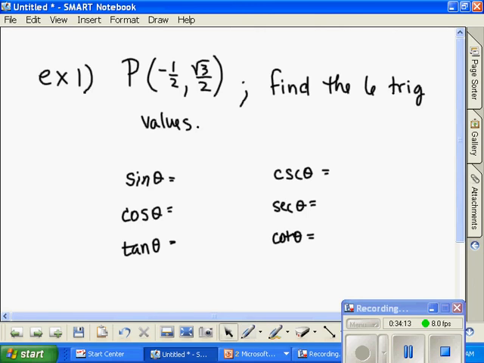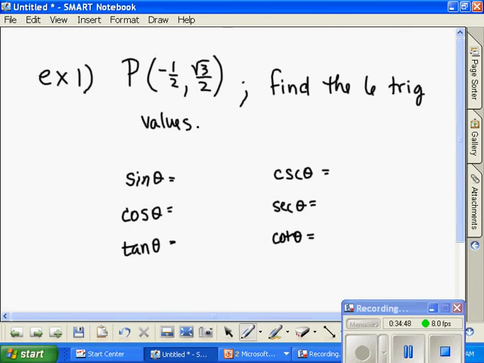So tell me what the trig definition is of sine. Y over r. Does anybody recognize this ordered pair? It's on our unit circle. That's important information to know, because if it's on the unit circle, I know what the radius is. The radius is 1. This is going to make this so much nicer.